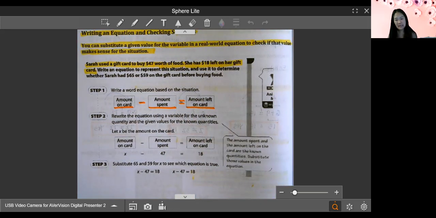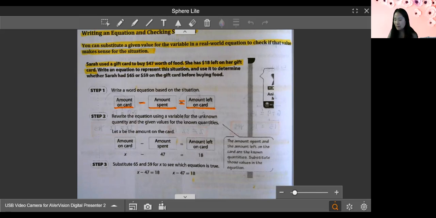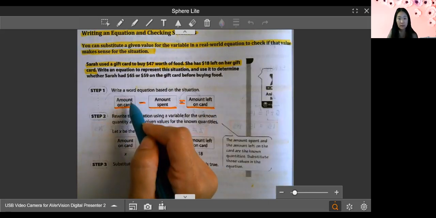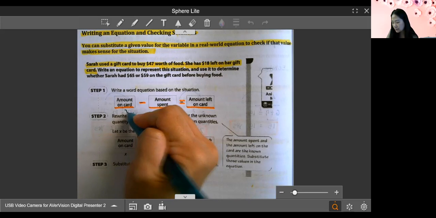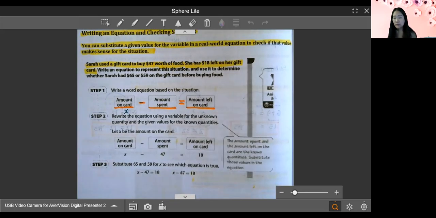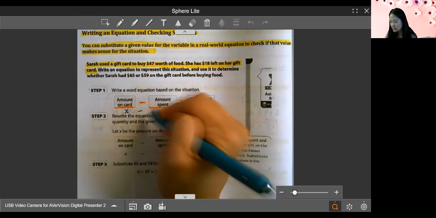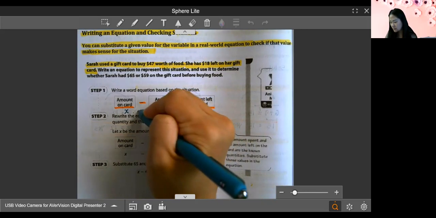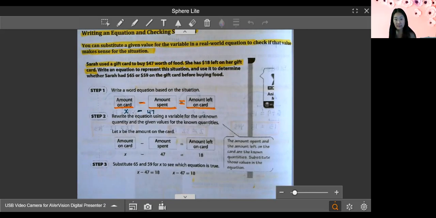So like I said, we do not know how much money she had on her gift card. So let's say that's a variable X. Now what we know is she spent $47. So minus 47.